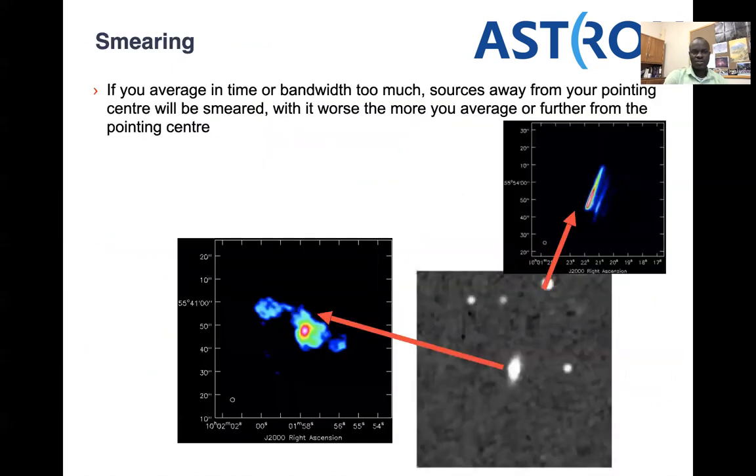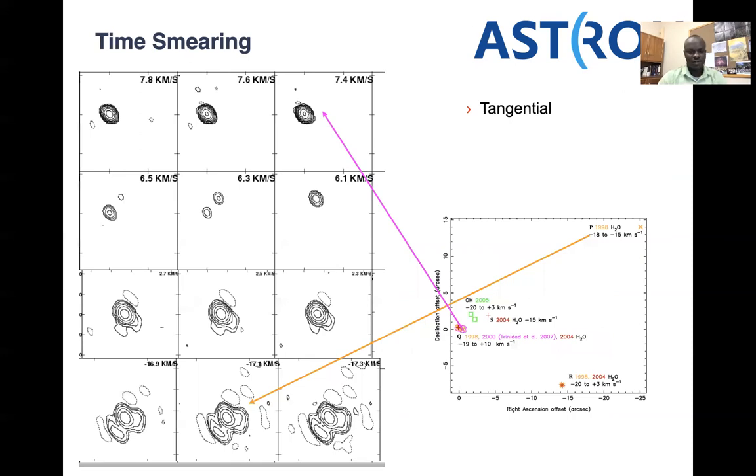So to illustrate what we call smearing, which is another kind of error you get from averaging in time or in bandwidth. Bandwidth smearing is just similar. Sometimes we call it frequency smearing. So if you average so much, it affects sources that are off the center, and it just makes them look blobby or could make them get stretched. The farther away it is from the pointing center, the more effect it has on the sources, depending on how much you average in time or in bandwidth. This is an example of the time smearing effect, which is shown right here.